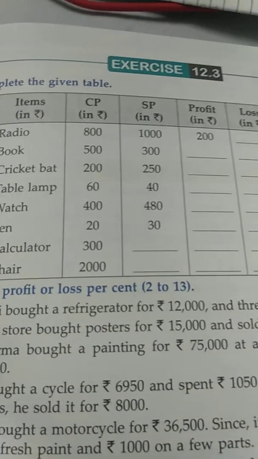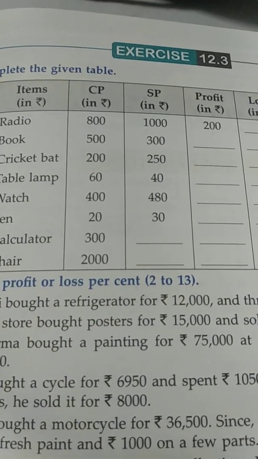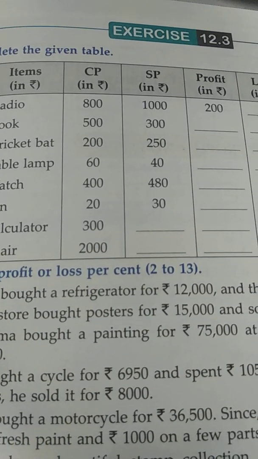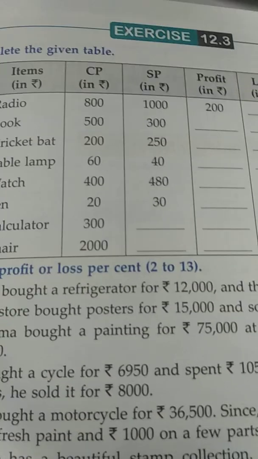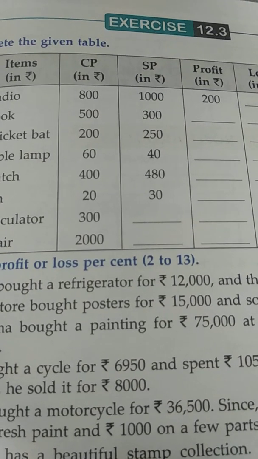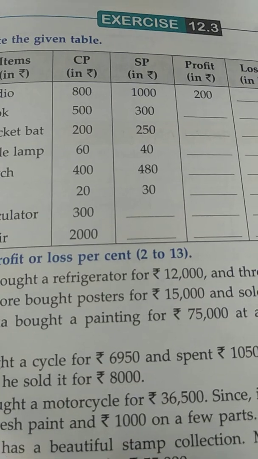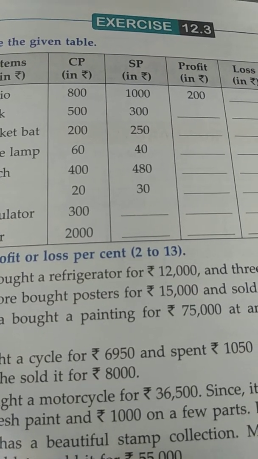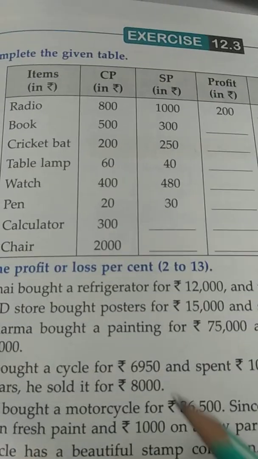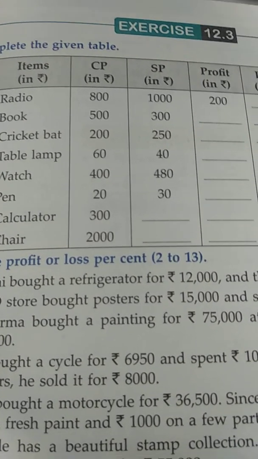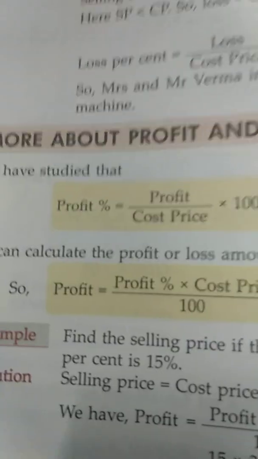Good morning class 5. Today we are starting 12.3. Before doing 12.3, let me tell you that this is again the same chapter that you have done earlier, CP, SP, profit, loss and profit percentage, how to find. See, here there are two formulas you have to keep in mind. What are they? Let me show you.